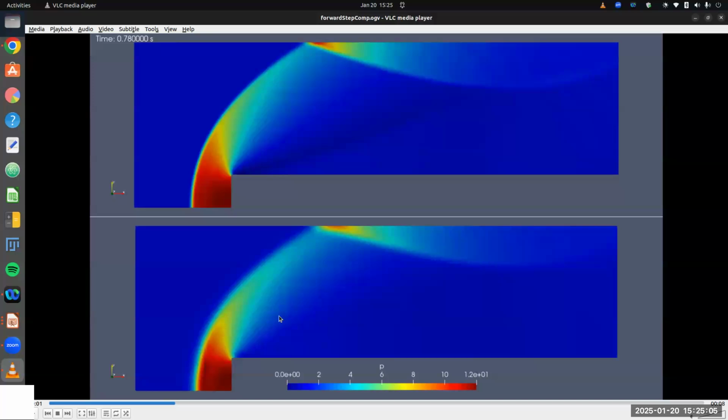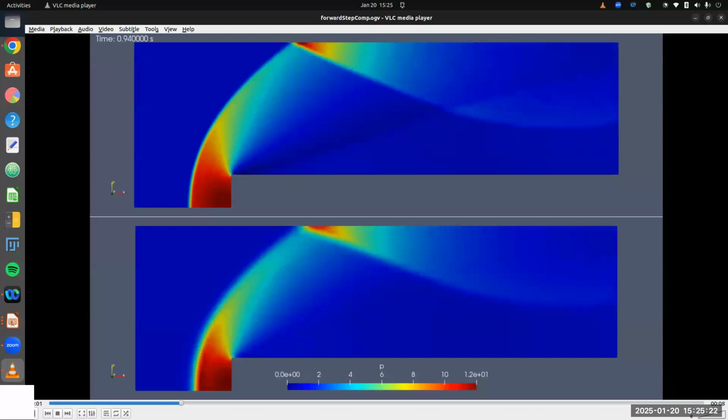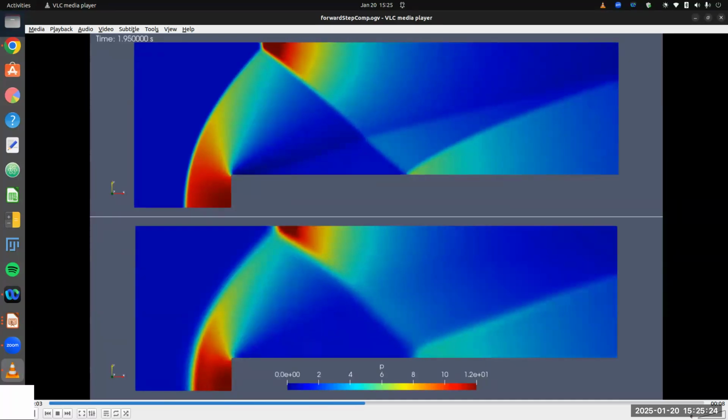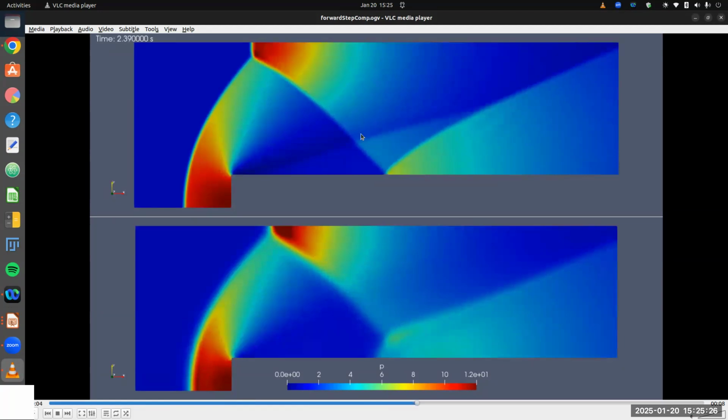Yes, it worked. Okay. So what I did basically on the top is rhoCentralFoam, and on the bottom is sonicFoam. SonicFoam is a version of rhoPimpleFoam, but more adapted for transonic and supersonic flow. So I ran both cases for 4 seconds. And you can already see the difference between both cases.